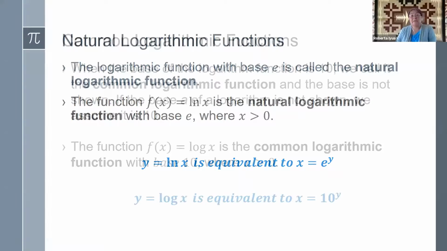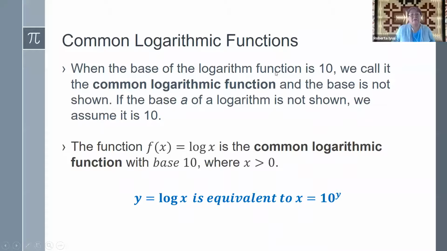Here's your common log function. When the base of the logarithm function is 10, we call it the common logarithmic function, and the base is not shown. If the base a of a logarithm is not shown, we assume it is 10. The function f of x equals log x is the common logarithmic function with base 10, where x is greater than 0. So y equals log x is equivalent to x equals 10 raised to the y.